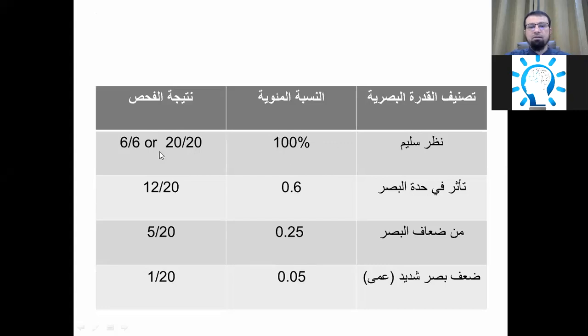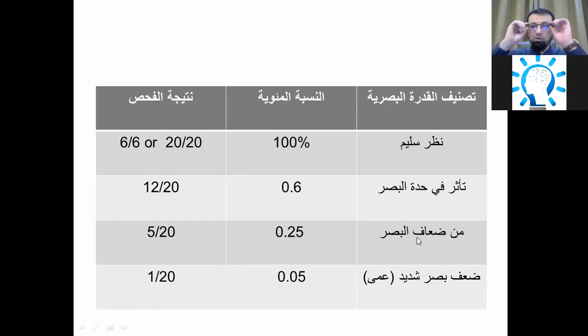For example, this one is 6/6 or 20/20, which means the assessment is done from 6 meters, or 20 feet. This is normal vision. 12/20 is 0.6. Okay, it's affected, but still within the acceptable range. The patient can maybe use the book closer. 5/20 is 0.25. This is low vision.